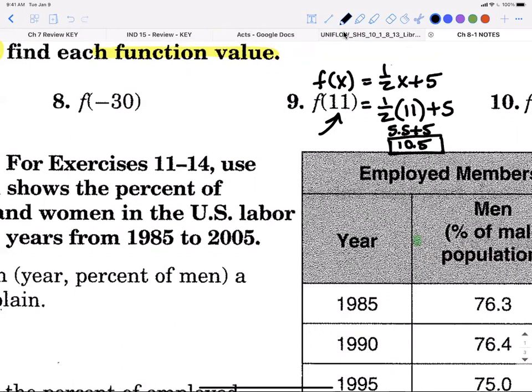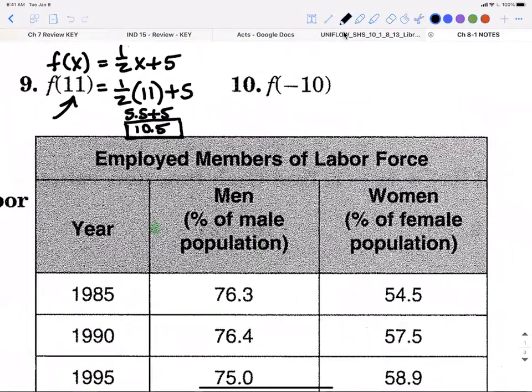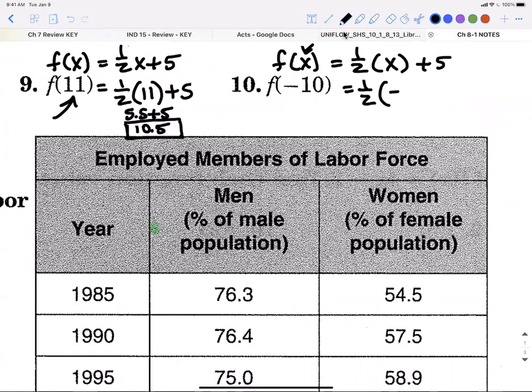And you have to remember PEMDAS, so you do multiplication before addition. So I multiply the 1/2 times 11 before I add the 5, okay? What if my input is a -10? It doesn't change anything. And if it helps you to write this every time, it doesn't take but a second to do it. Again, f of x, this is your input or your ingredients to put everywhere there's an x in the equation. So that means 1/2 of -10 plus 5, because it's telling me to plug -10 into my function. 1/2 of -10 is -5. -5 plus 5 is 0. So the value of my function at -10 is 0.